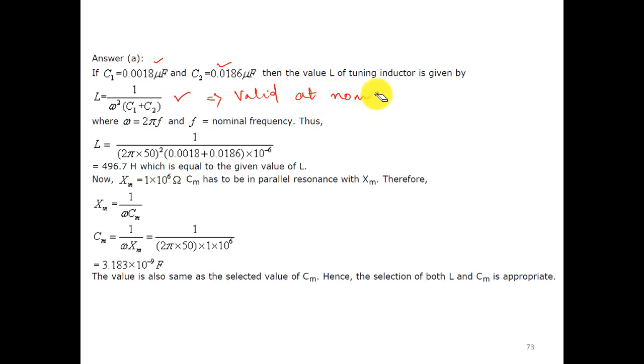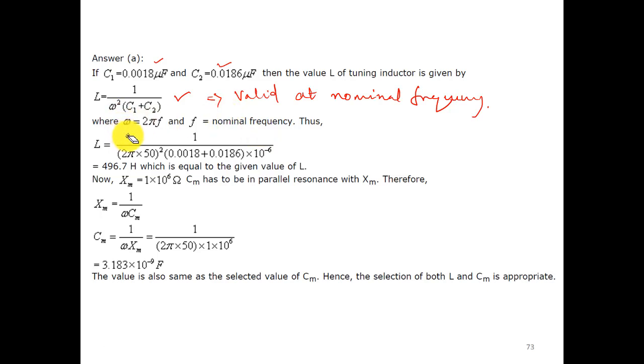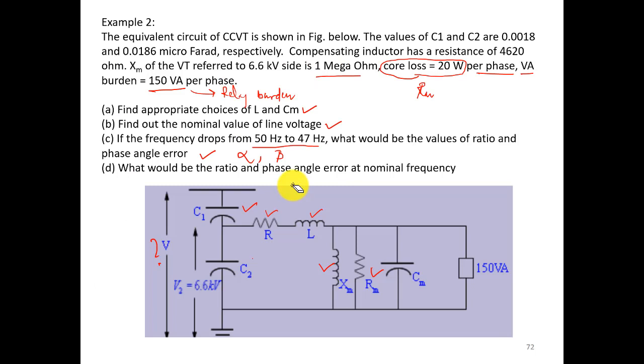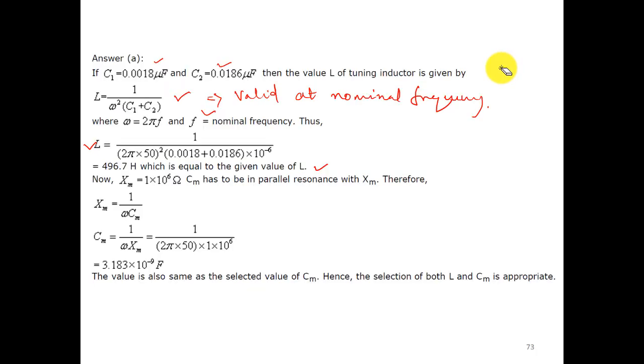Valid at nominal frequency, and omega is 2 pi f. By putting the nominal frequency we will find omega here, and substituting omega we'll find L here, because C1 and C2 are given. So L is equal to 496.7 Henry, which is equal to the given value of L. So L we found from that.